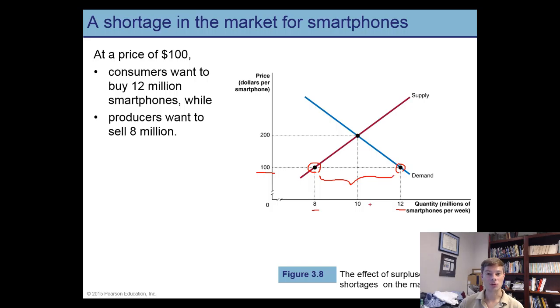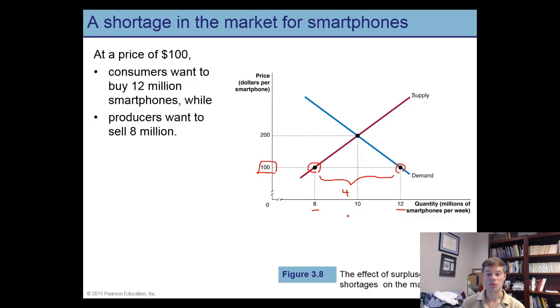The size of the shortage is the difference between the quantity demanded and the quantity supplied at the $100 price level. In this graph, that's a shortage of 4 million smartphones. When consumers realize that at a price of $100, they may not be able to buy a smartphone because of the shortage, consumers will begin to outbid one another.